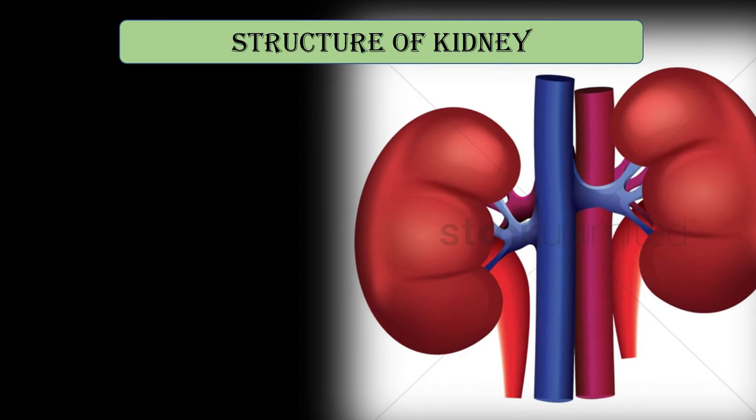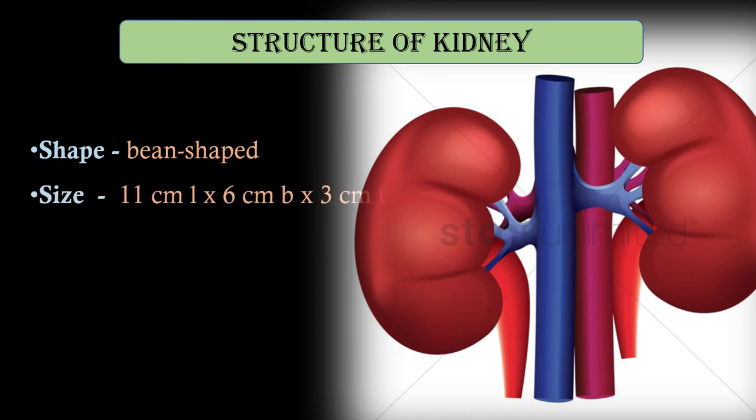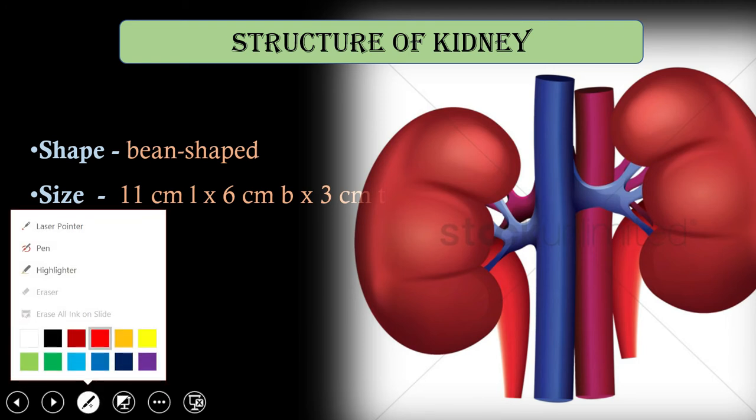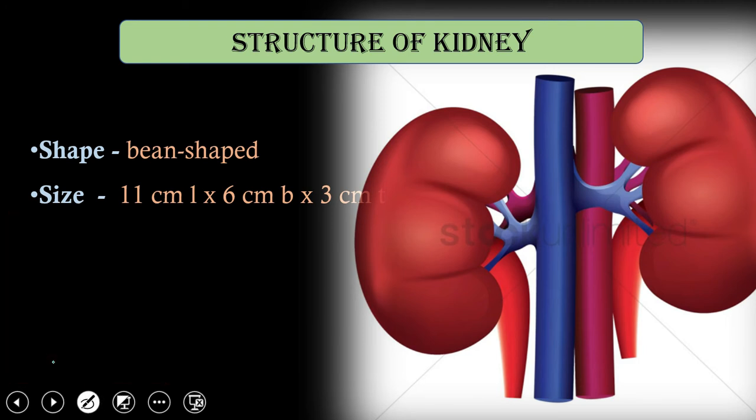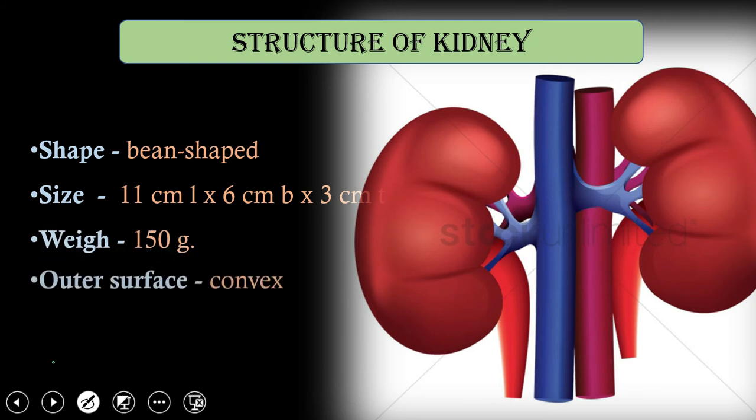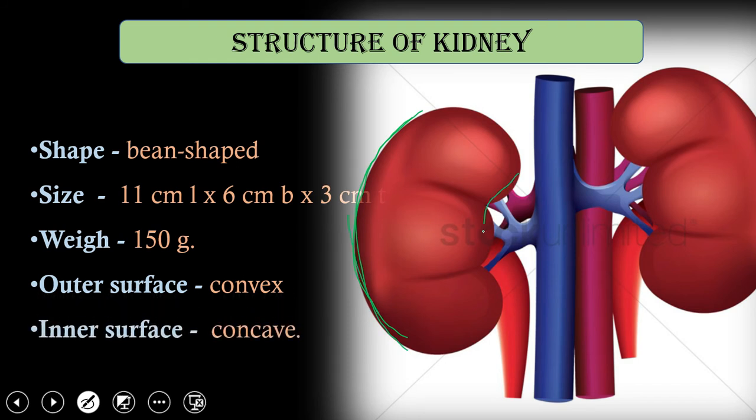Now move towards the external characteristics of the kidney. It is a bean-shaped structure. The size is 11 centimeters in length, 6 centimeters in breadth and 3 centimeters in thickness. Weight is 150 grams. This one is the outer surface, and the outer surface is convex while the inner surface is called concave in shape.